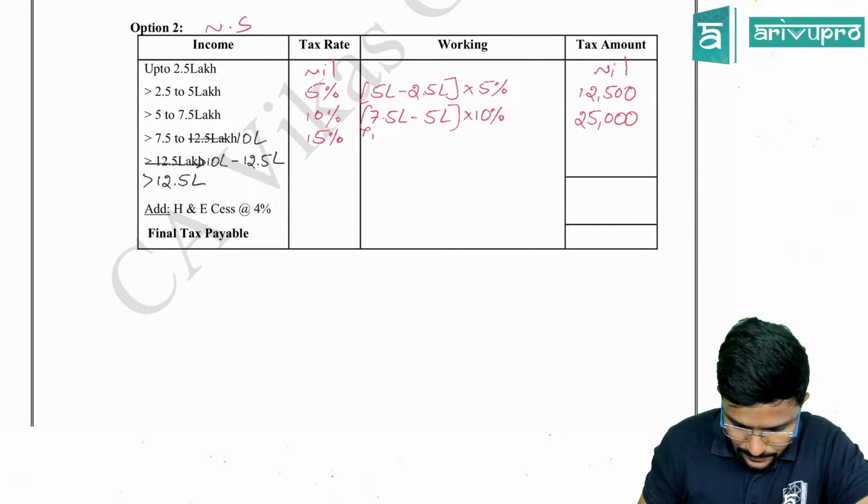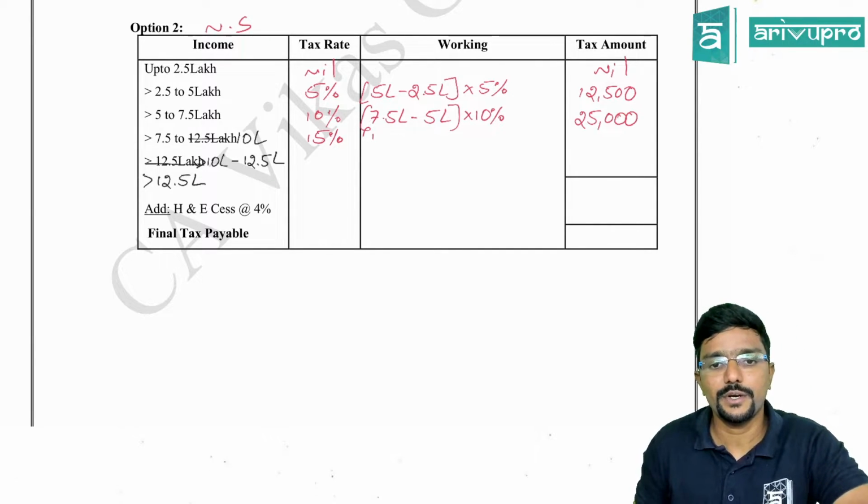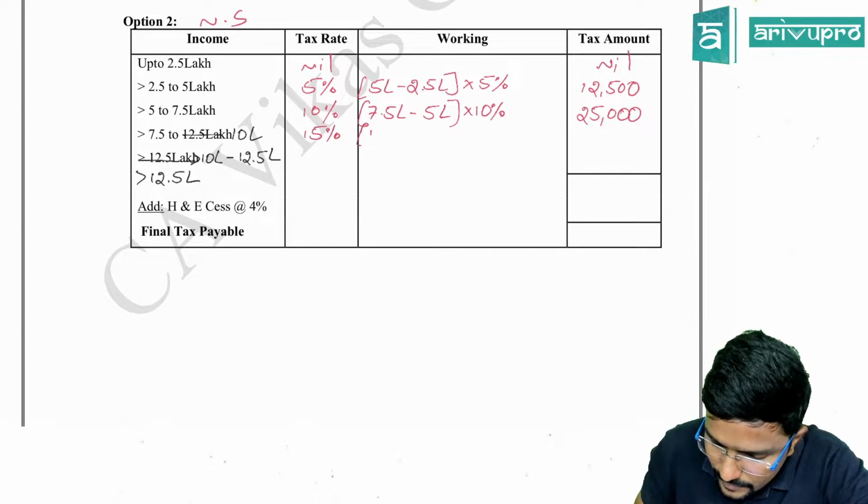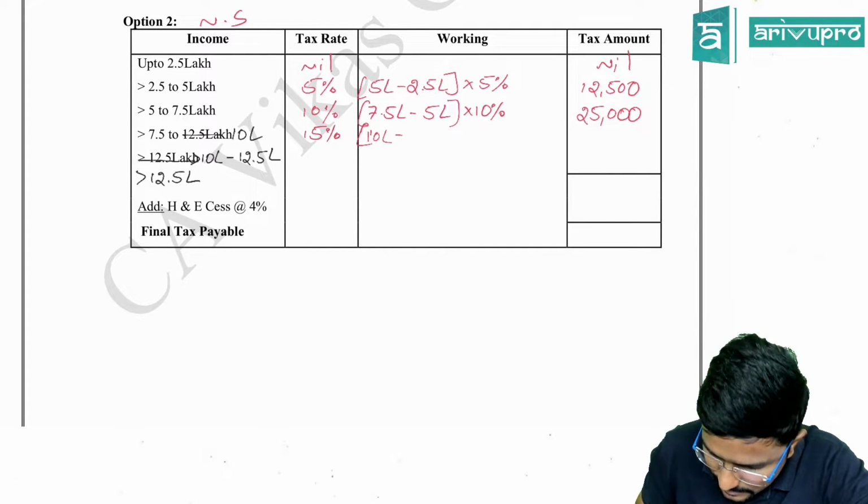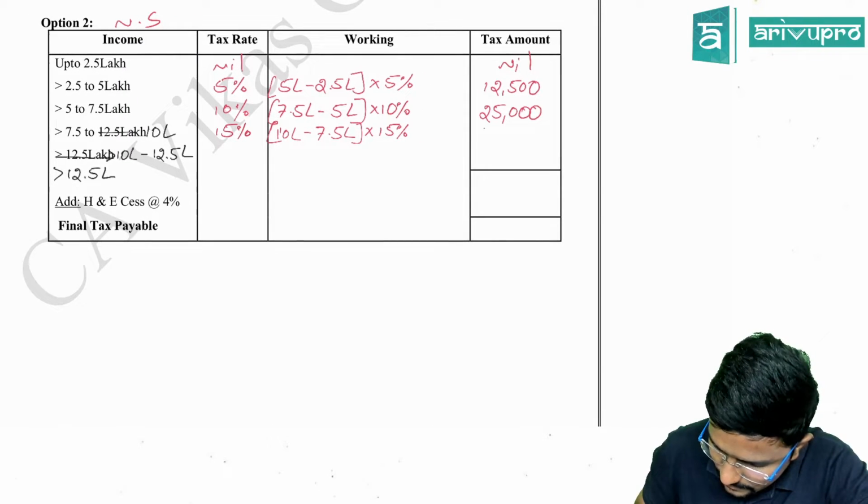Yes, let us continue. So 7.5 lakh to 10 lakh, tax rate is 15%. So the difference is 2.5 lakh. You will get 37,500.